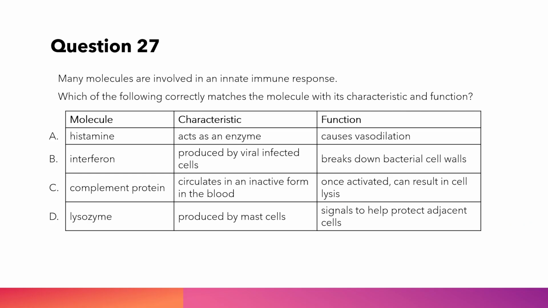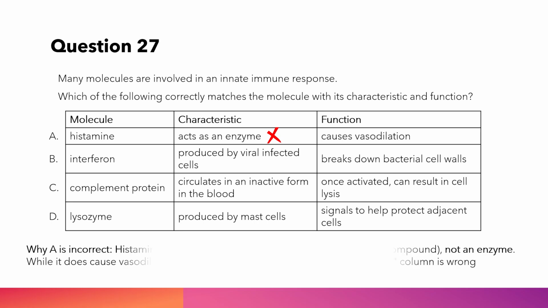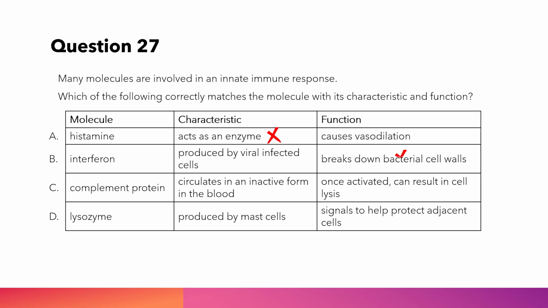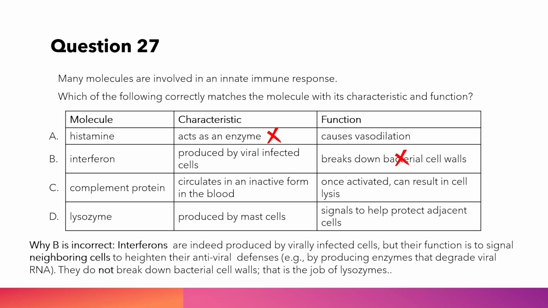YA is incorrect. Histamine is a signaling molecule, an organic nitrogenous compound, not an enzyme. While it does cause vasodilation, its chemical classification in the characteristic column is wrong. YB is incorrect. Interferons are indeed produced by virally infected cells, but their function is to signal neighboring cells to heighten their antiviral defenses, e.g., by producing enzymes that degrade viral RNA. They do not break down bacterial cell walls, that is the job of lysozymes.